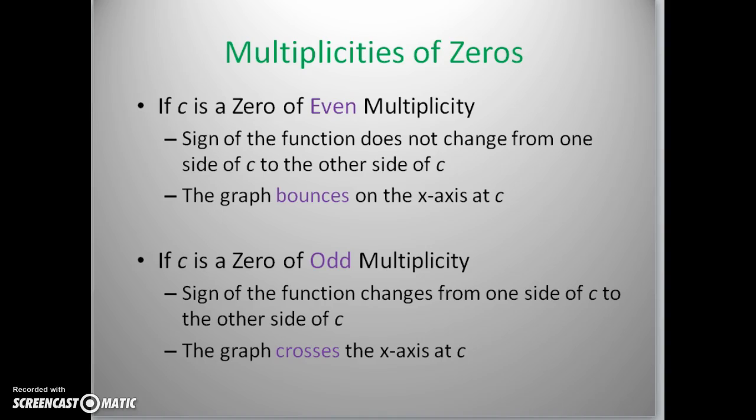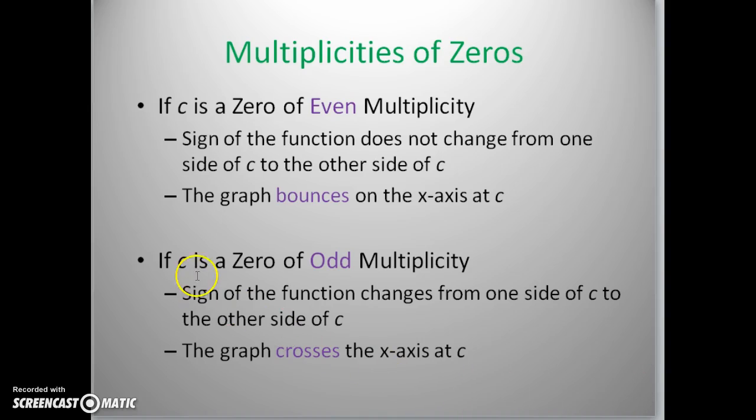So let's just summarize multiplicities of zeros. When we're talking about multiplicity, if we look at the factored form, we're talking about the exponent on the outside of the parentheses. So here, if c is a 0 of even multiplicity, that means the exponent outside the parentheses is an even number, and that will tell us that the sign of the function does not change from one side of c to the other side of c. So it's either positive and then positive, or negative and then negative. The effect of the graph is that it bounces on the x-axis at c.